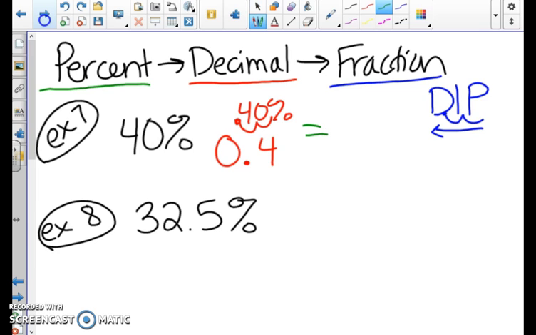okay, once again, we write it like we say it. 0.4. So that's 4/10, right? That's the first decimal place, tenths. What's wrong with that? It's not reduced because they're both even, so we divide top and bottom by 2. 4 divided by 2 is 2. 10 divided by 2 is 5. That's 2/5.